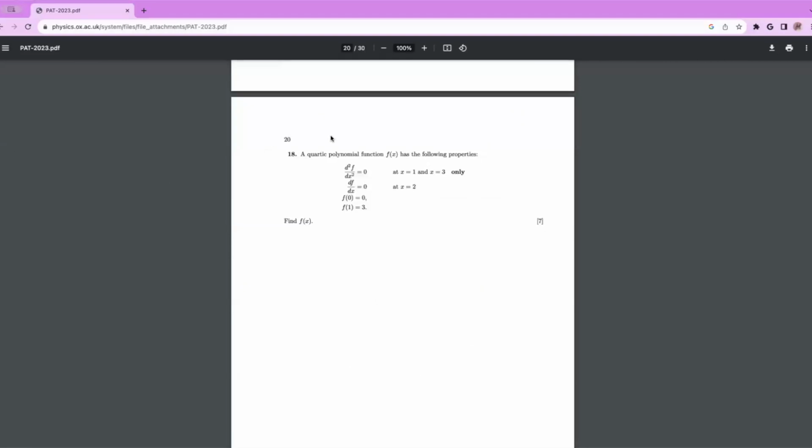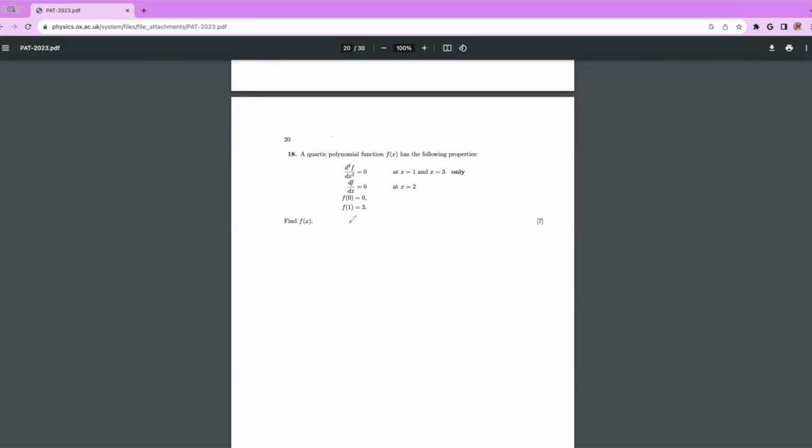Okay, a quartic polynomial function f of x has the following properties. The second derivative of f with respect to x is 0 at only 1 and 3. The first derivative of f is 0 at x equals 2. And f of 0 is 0 and f of 1 is 3. Okay, so we have to find f of x.